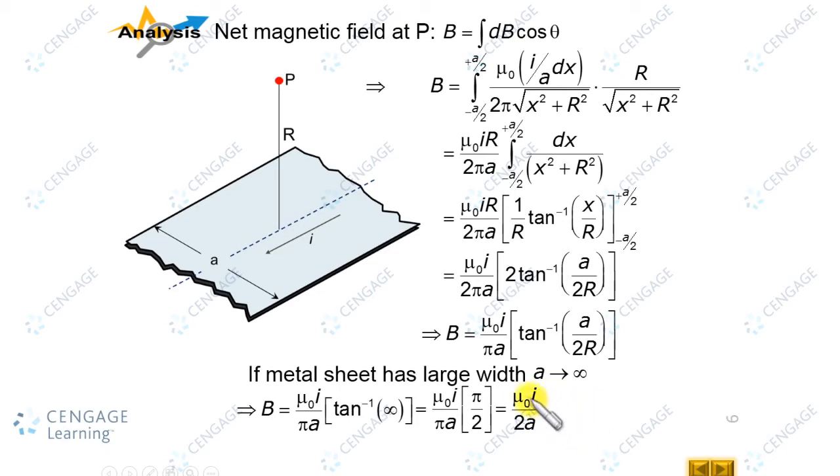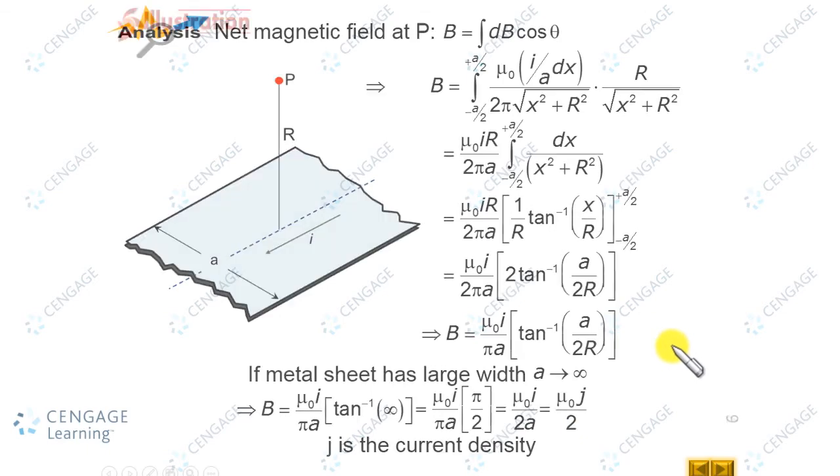So we can write mu naught J divided by 2. So the magnetic field at the top of this strip is mu naught J divided by 2. You can observe this expression is independent of the distance when the strip is infinite. Similarly, if we want to find the magnitude of the magnetic field below this strip, this will also have the same value, mu naught J divided by 2. Now let us move to the next illustration.